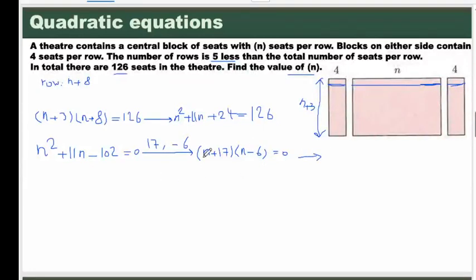So if n plus 17 equals 0, that gives me n equals negative 17. And if n minus 6 equals 0, I will get n equals 6. We know that negative 17 isn't acceptable because the number of seats couldn't be negative. So n would be 6.